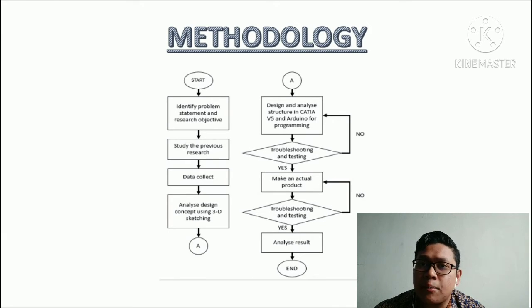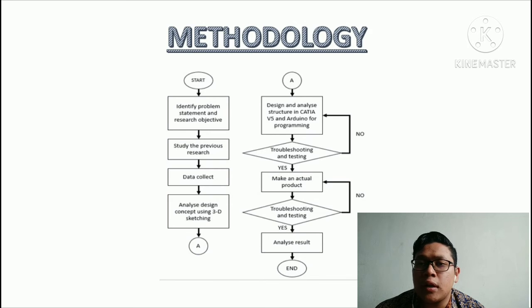Okay, after we select the best design, then we go to the next step, which is design and analysis of the structure using the software that we prefer, CATIA V5, and build up some programming and coding using the Arduino. So we run some experiments, we do some testing to find the problems, troubleshooting. If there are any problems, we go back to the previous step and do some testing again. If there is no problem, then we go to the next step, which is making the actual product or prototype.